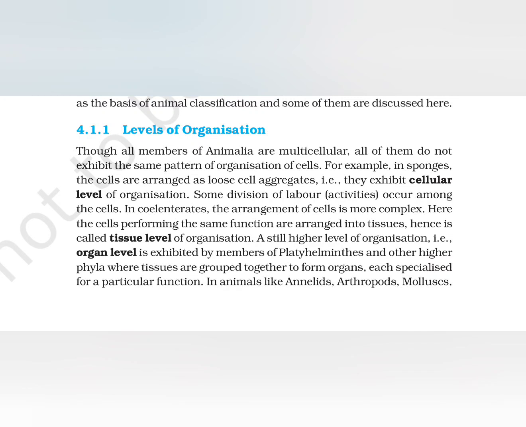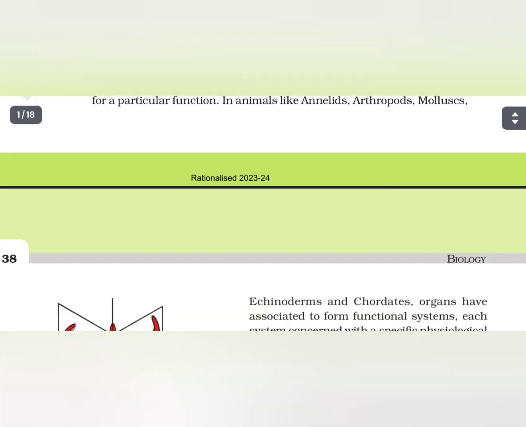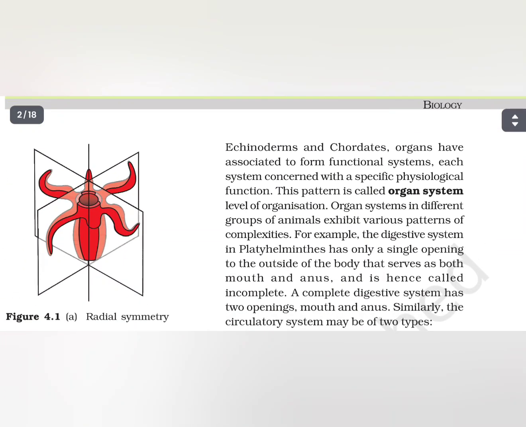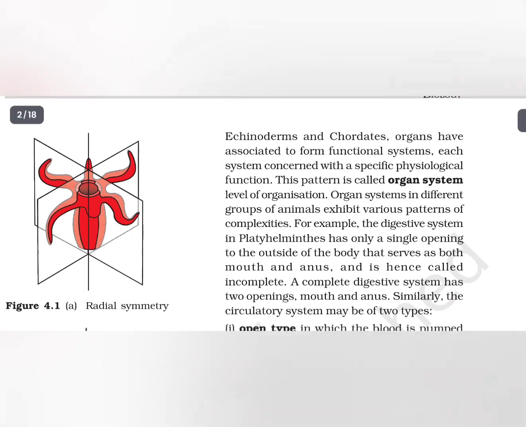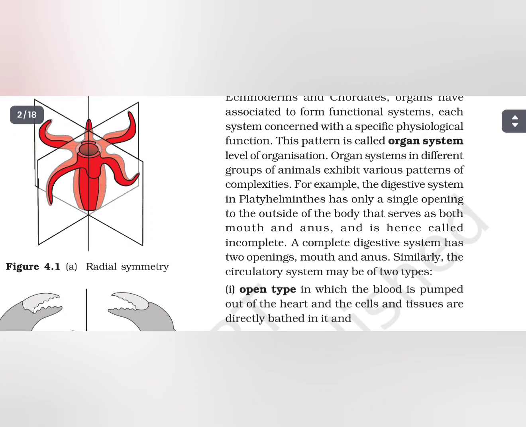A still higher level of organization, that is organ level, is exhibited by members of platyhelminths and other higher phyla, where tissues are grouped together to form organs, each specialized for a particular function. In animals like annelids, arthropods, mollusks, echinoderms, and chordates, organs have associated to form functional systems, each system concerned with a specific physiological function. This pattern is called organ system level of organization.